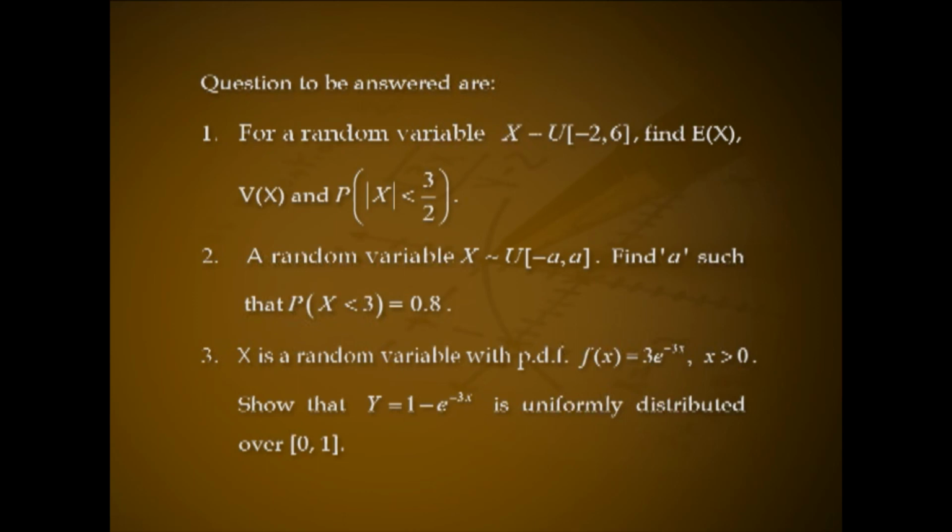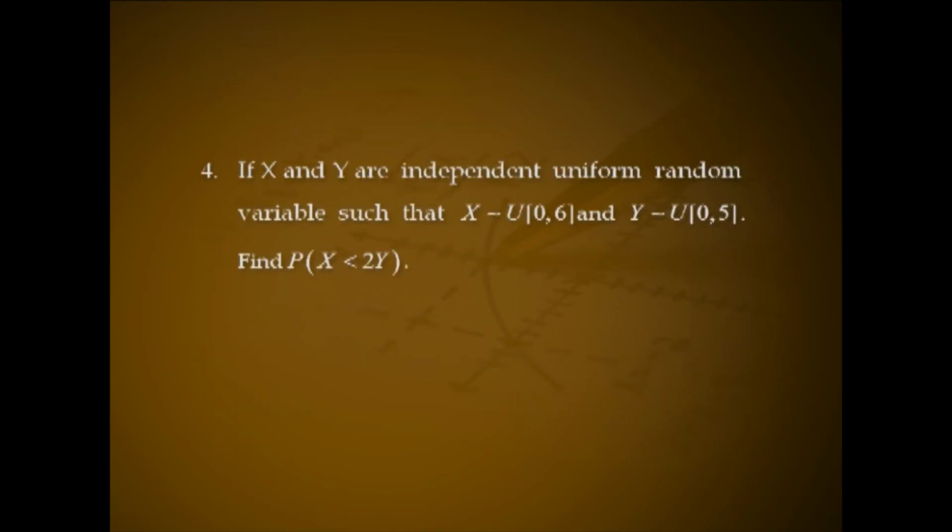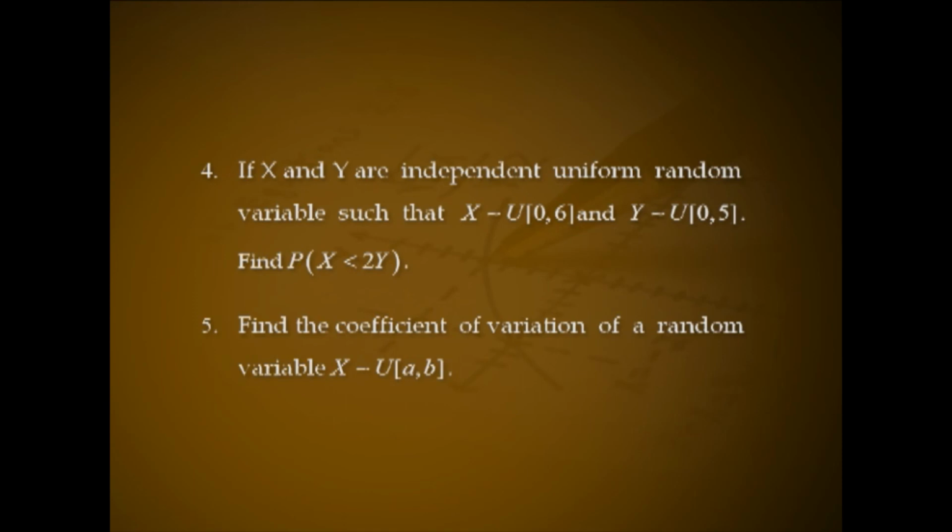Show that y equal to 1 minus e raised to minus 3x is uniformly distributed over the interval 0, 1. If x and y are independent uniform random variables such that x following uniform over 0, 6 and y following uniform over 0, 5, find probability of x less than 2y. Find the coefficient of variation of a random variable x following uniform over the interval a, b.